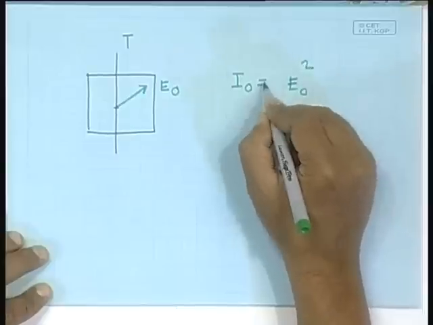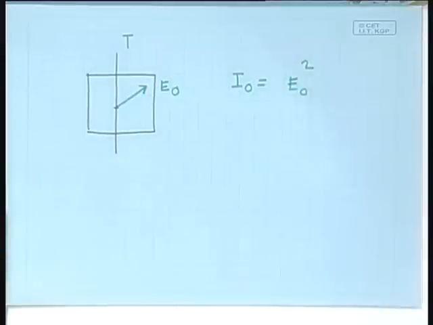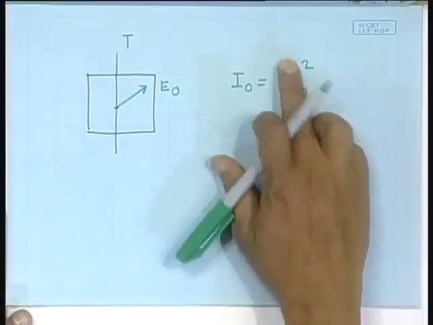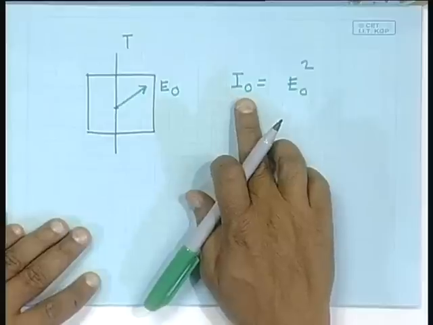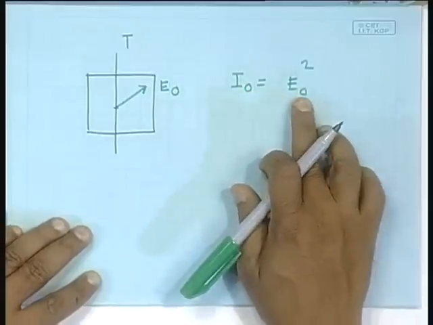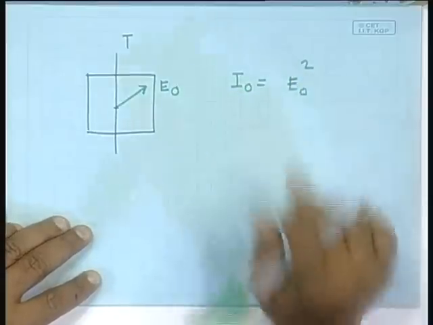There will be other constants over here, half epsilon naught, etc. We are not interested in those constants over here. If they are important, we will write them down, but in most of our discussion they are not going to be important. So, we will not write them explicitly. We are going to assume that I naught, the intensity, is proportional to the amplitude of the electric field squared.